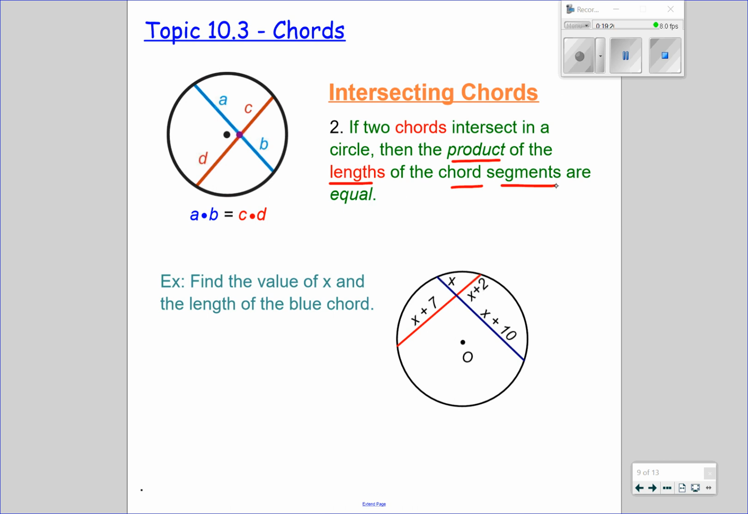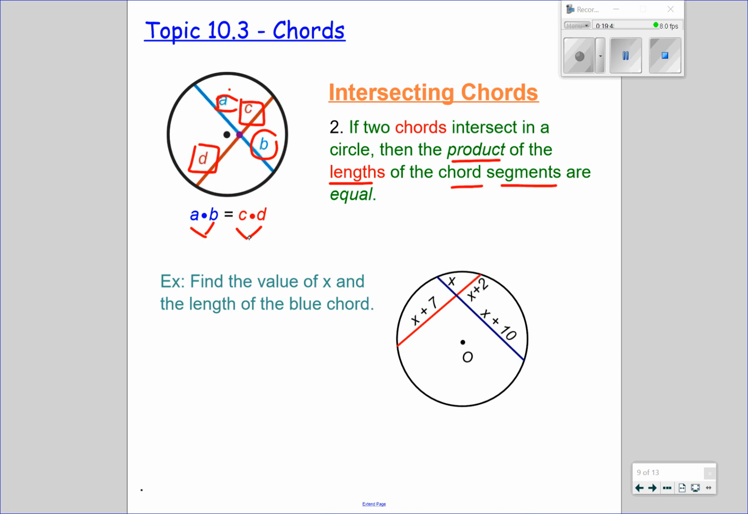The blue chord is broken up into a segment called A and a segment called B. The red chord is broken into a segment called D and a segment called C. They're saying that the products of those segments are actually going to be equal to each other. So let's look down here and see how this works.